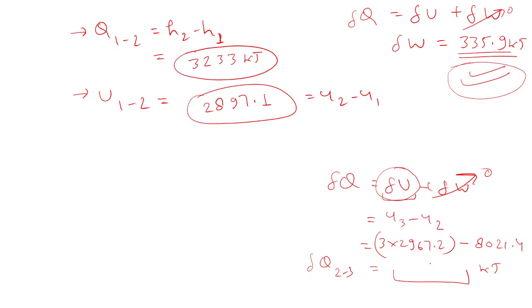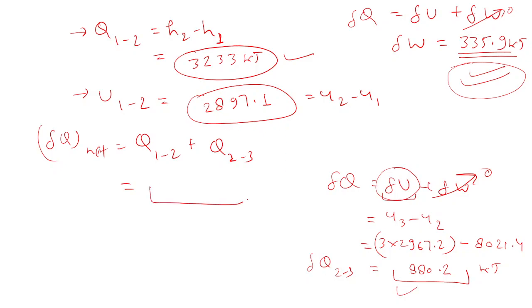How much is it coming, anyone? Sir, 880.2. Yes, 880.2, with a plus sign. So what do we have to give for net heat? Del Q net is Q from 1 to 2 plus Q from 2 to 3. So Q from 1 to 2 is this, and Q from 2 to 3 is this. Add these, and this would be the total net heat transfer.